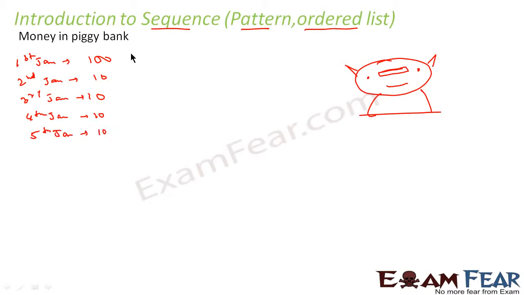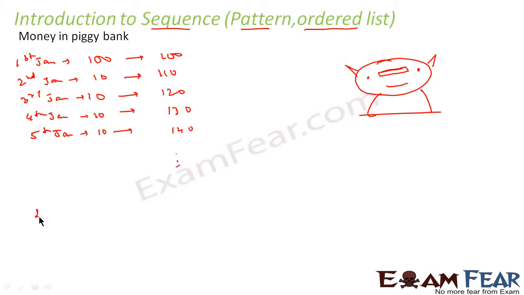Now, at any point of time, if you want to know how much money you have in your piggy bank, then you can use sequence. For example, on Jan 1st the amount was 100. On Jan 2nd, it was 100 plus 10, that is 110. On Jan 3rd, 110 plus 10, that is 120. On Jan 4th, 120 plus 10, that is 130. And Jan 5th, 130 plus 10, 140. Similarly, it will keep increasing.